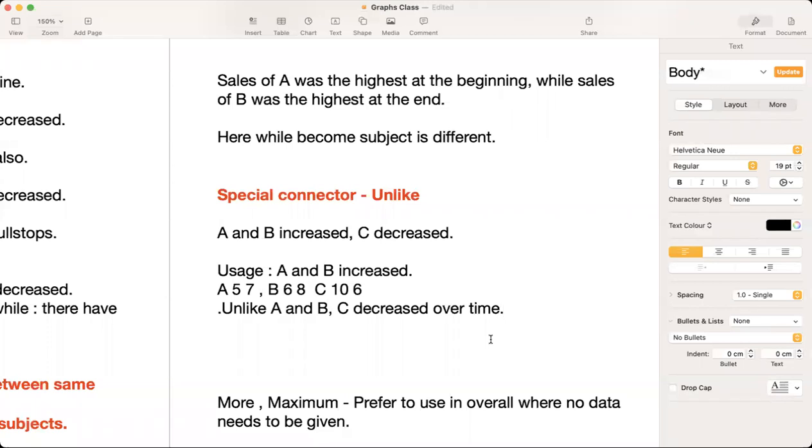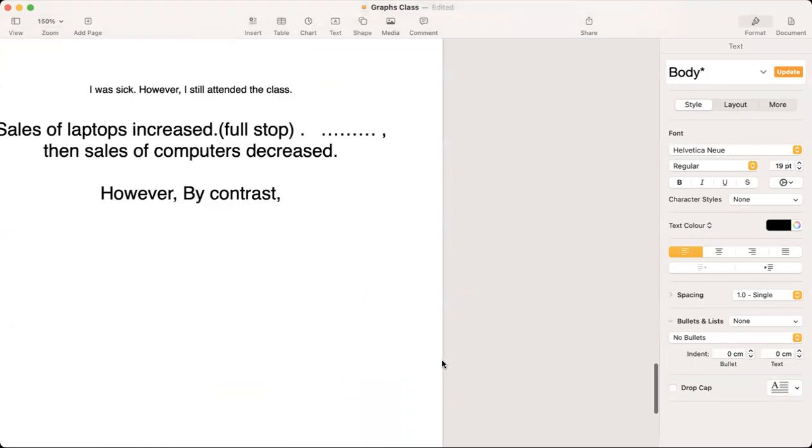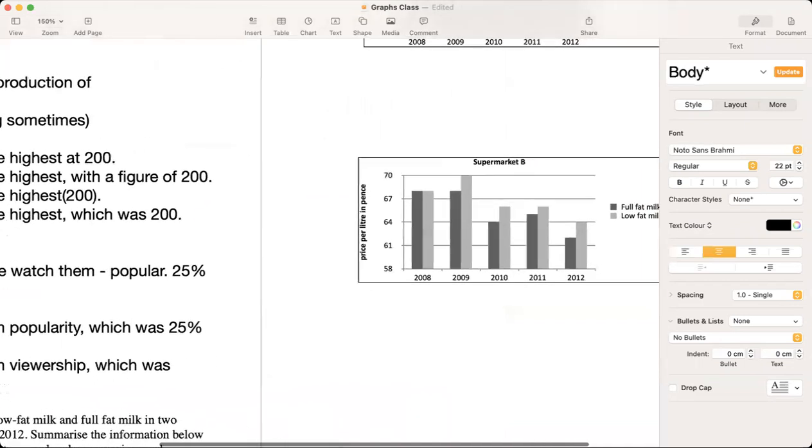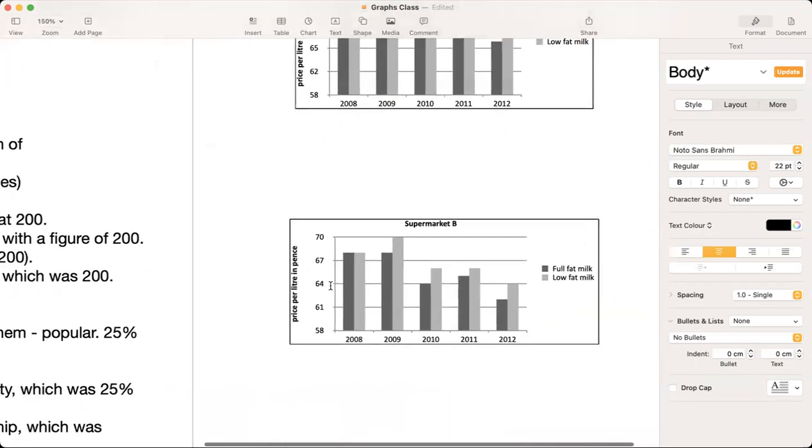Similarly, there's another word. Okay, let's pick an example for unlike. Let's see this. Full fat milk की price देखो. यहाँ पे 68 है और यहाँ पे भी 68 है. So क्या हुआ? Full fat की price क्या रही? Stable रही. Can you see?